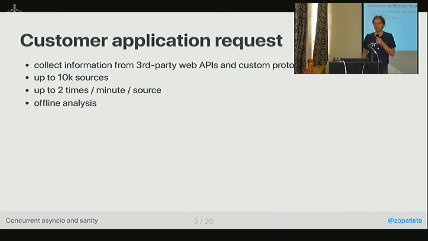So a customer approached me and asked me to build a little application for them. They wanted to collect data from a very wide range of internet sources. It doesn't really matter what we were collecting, but they wanted to scale this to 10K sources and pull some information from each one of them about twice a minute. Could I do that? It just needs to be offline analysis. Just get the information out, put it in the database, done.